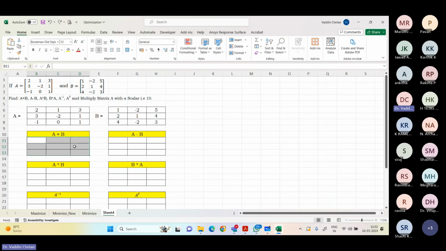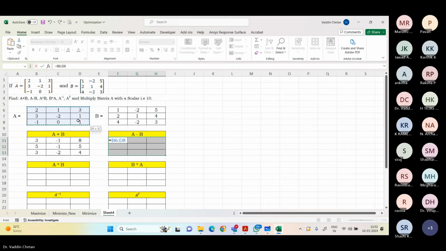But in the older versions, you need to press Control Shift Enter. Press F2, is equal to matrix A plus matrix B, press Control Shift Enter. It will be executed at all locations. Similarly, A minus B, select a 3 by 3 range, press F2, is equal to matrix A minus matrix B. Control Shift Enter.